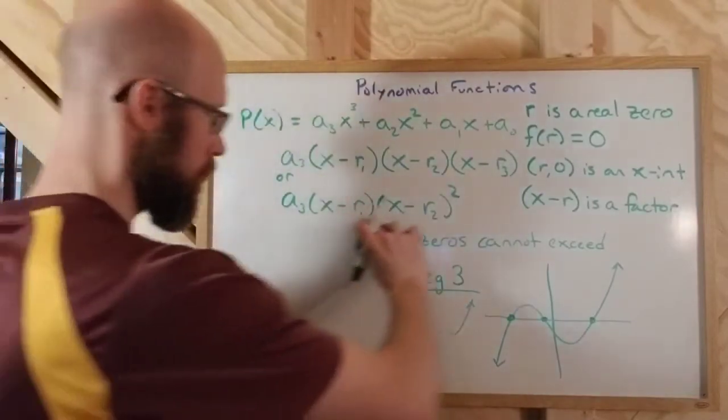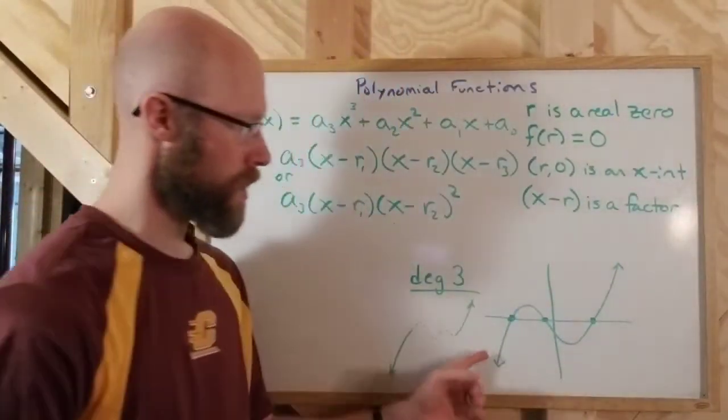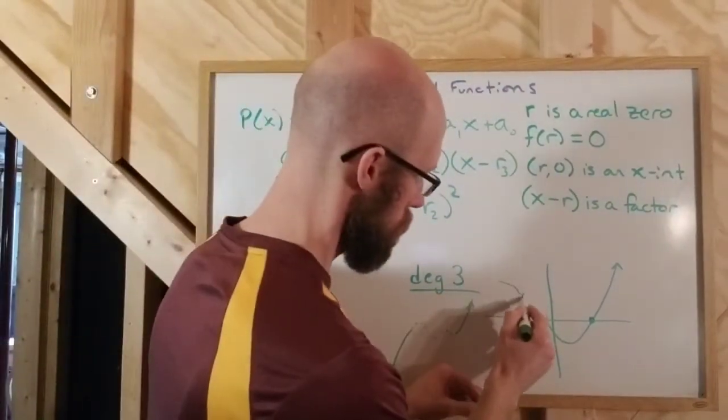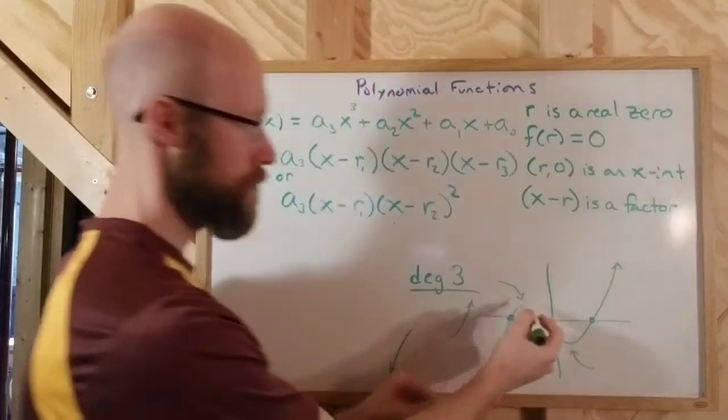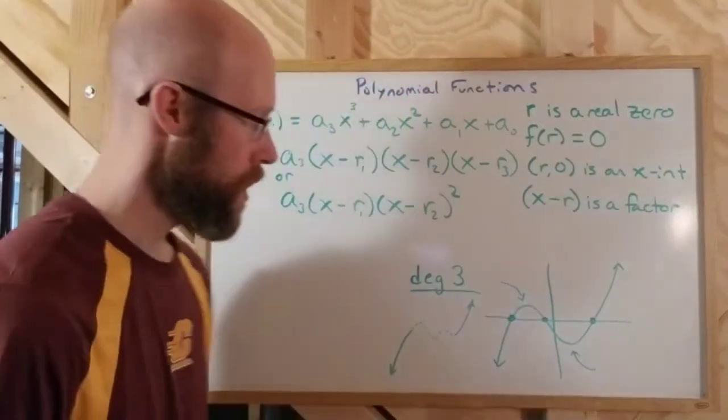the same degree or the same type of shape. But basically the idea is there's going to be 2 places where this graph turns. 1, 2, these local max and local min values are what we call turning points.